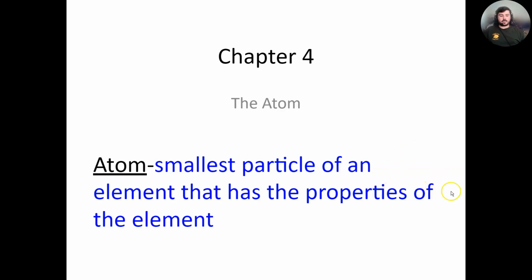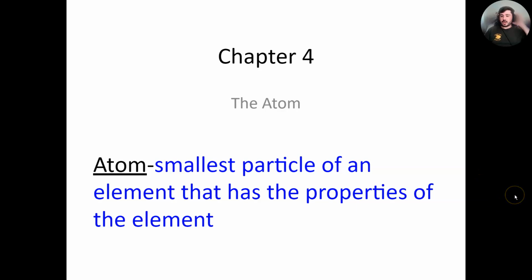All right, guys, welcome to Chapter 4. We are now moving on to something called the atom. This is basically going to be the entirety of Chapter 4, just talking about the atom, the ins and outs of it, the anatomy of it, what consists of it, all that good stuff. So, there's lots of things to cover this chapter talking about the atom itself.